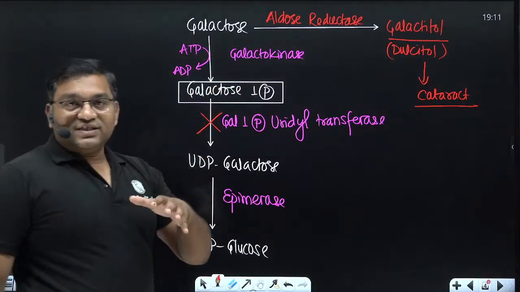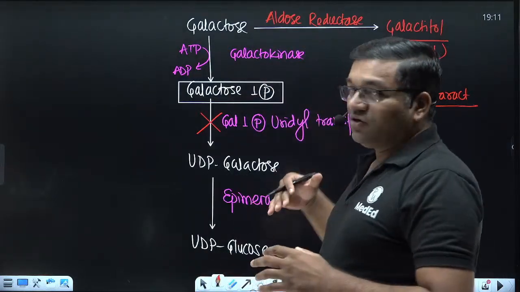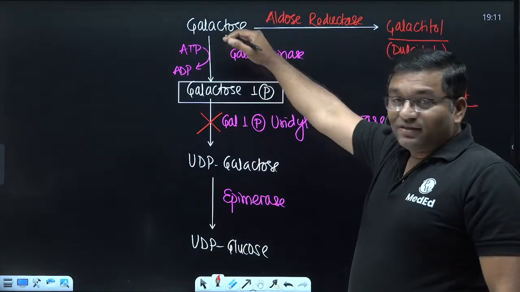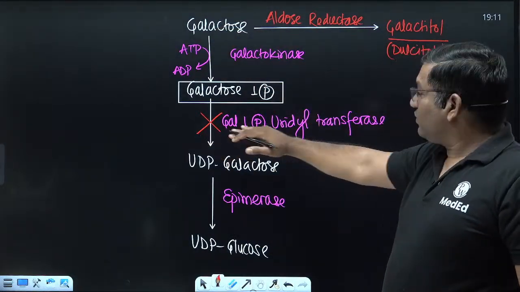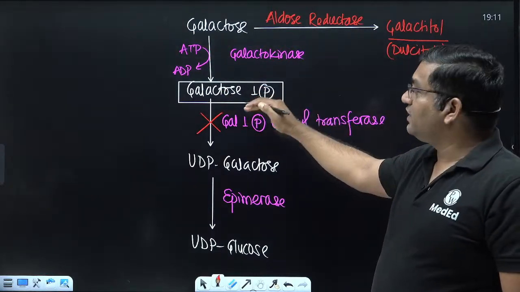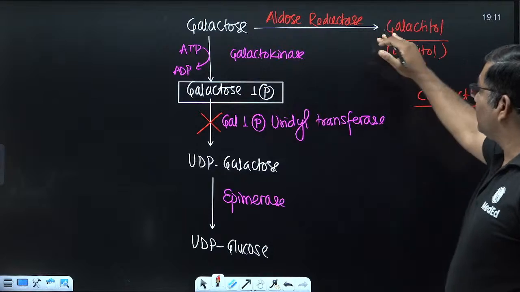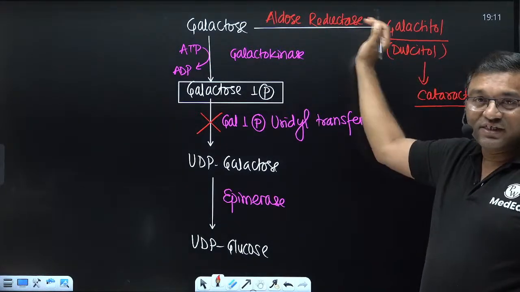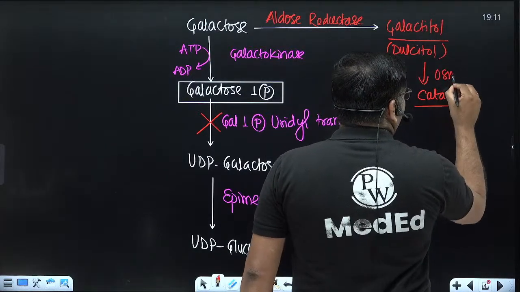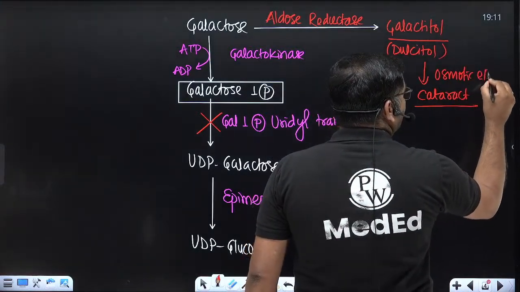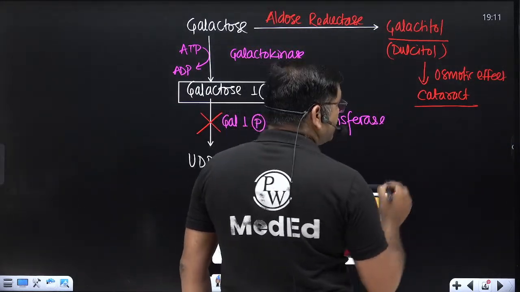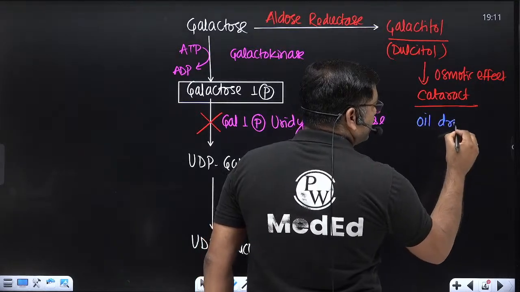So when an infant is on the galactose diet, on breastfeed which contains lactose, which is galactose plus glucose, the defect in the enzyme galactose 1-phosphate uridyl transferase causes accumulation of galactose 1-phosphate, which also inhibits the galactokinase. There is diversion of this galactose for dulcitol or galactitol production by the aldose reductase enzyme, and the osmotic effect of this dulcitol causes cataract in the lens, and this is classically known as oil droplet cataract.